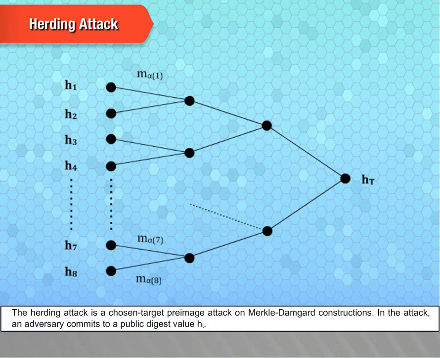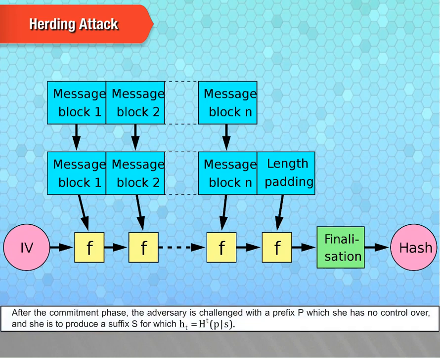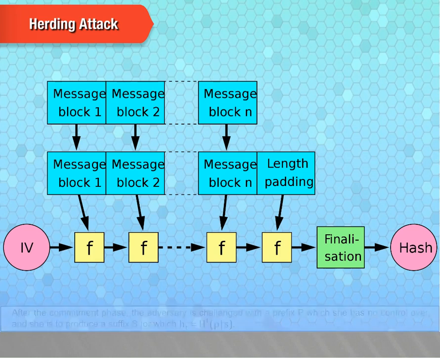Herding attack. The herding attack is a chosen target pre-image attack on Merkle-Damgård constructions. In the attack, an adversary commits to a public digest value ht. After the commitment phase, the adversary is challenged with a prefix p which she has no control over, and she is to produce a suffix s for which ht is equal to h^f(p || s).